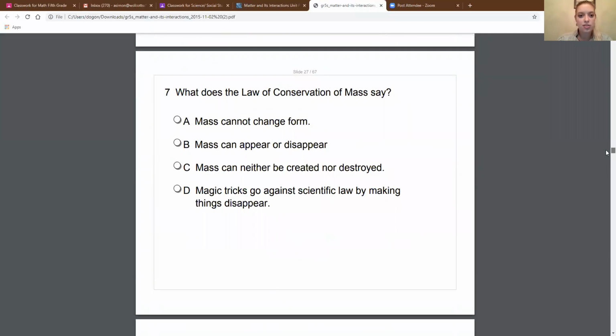All right, so let's go through these questions together. What does the law of conservation of mass say? Mass cannot change form, mass can appear or disappear, mass can neither be created nor destroyed, or magic tricks go against scientific law by making things disappear. So what does the law of conservation of mass state? Okay, if you said C, you are correct. Mass can neither be created nor destroyed.